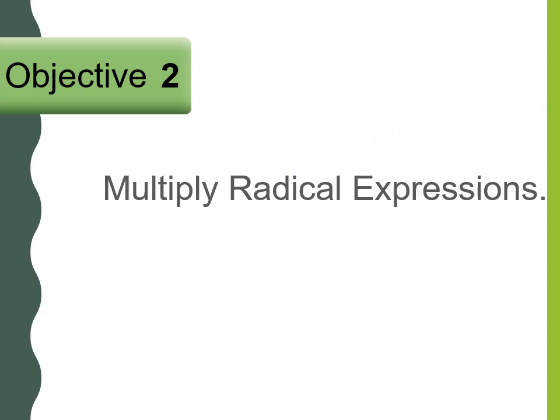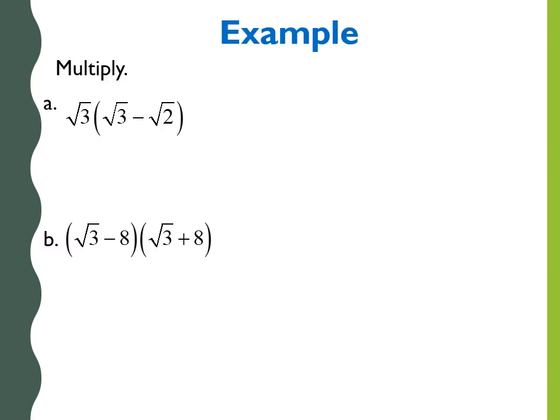Ta-da! Okay, next we're going to talk about multiplying radical expressions. So we're going to use our distribution property, and remember I call this the over property. Everyone gets what's on the outside. So we have the square root of 3, and we're going to distribute it.